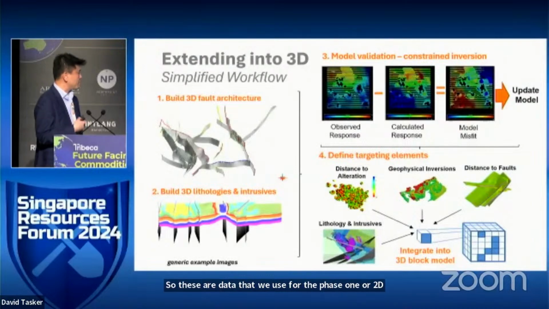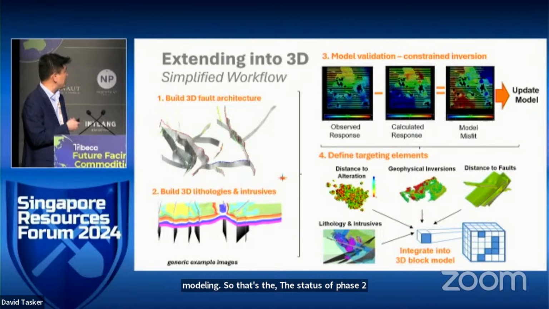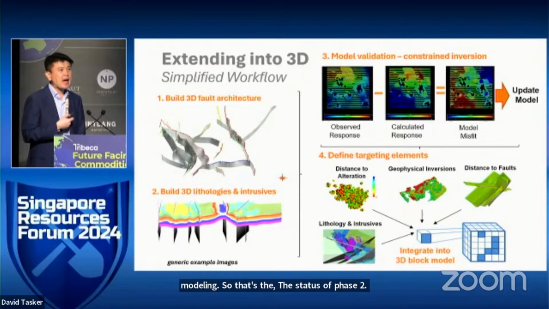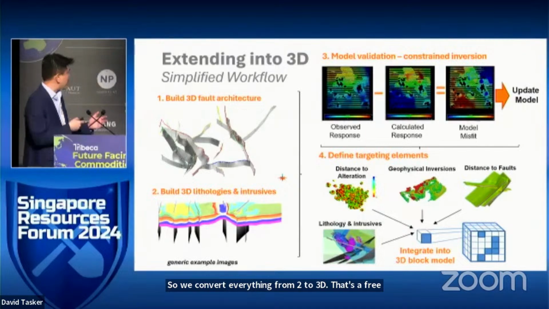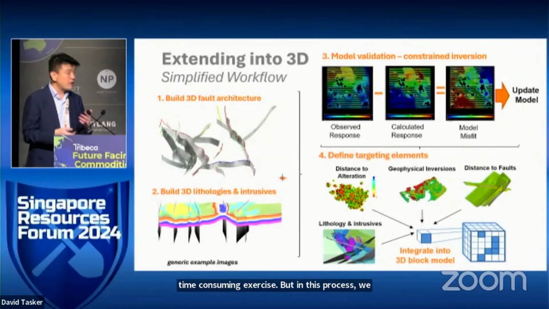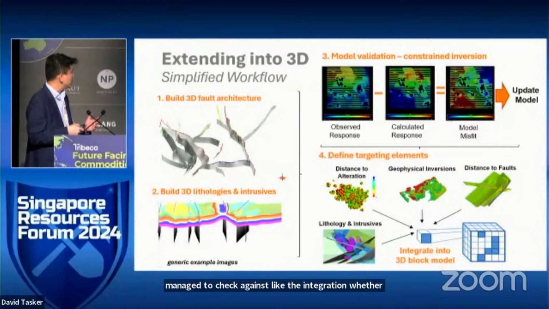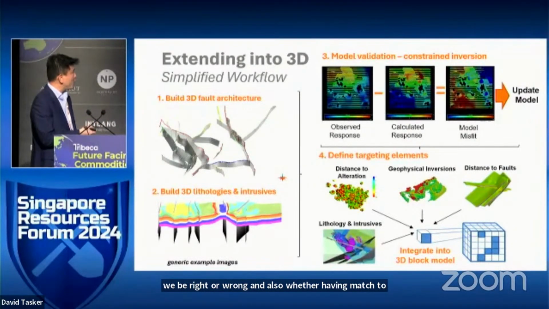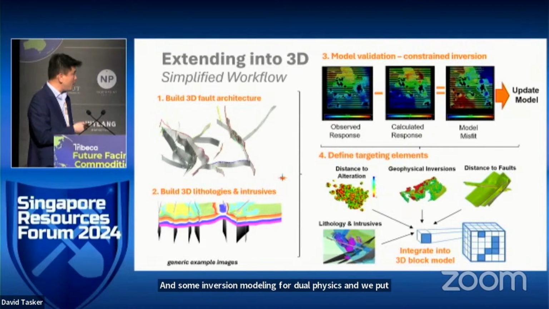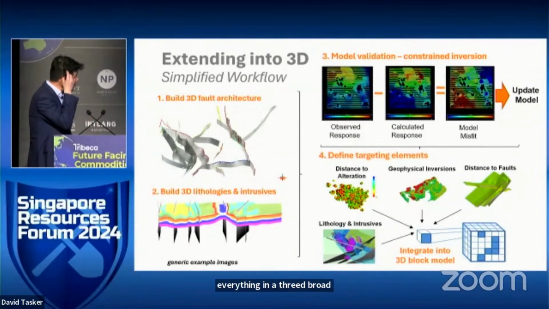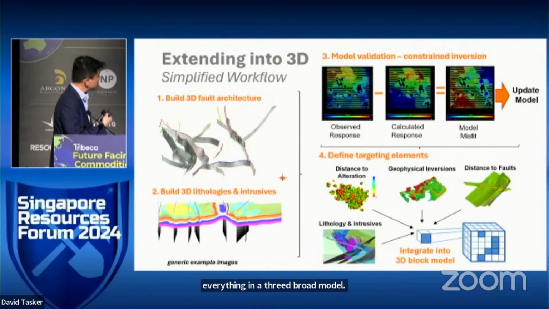So that's the status of phase 2. We convert everything from 2D to 3D. That's a very time-consuming exercise. But in this process, we managed to check against the interpretation, whether we did right or wrong, and also whether everything matched each other, and some inversion modeling for geophysics. And we put everything in a 3D block model. The resolution of each block is about 200 meters by 200 meters.